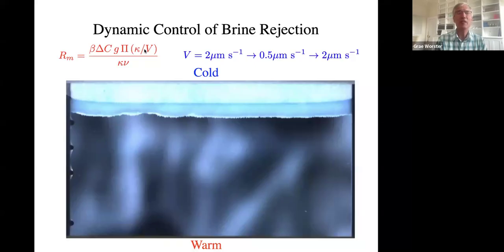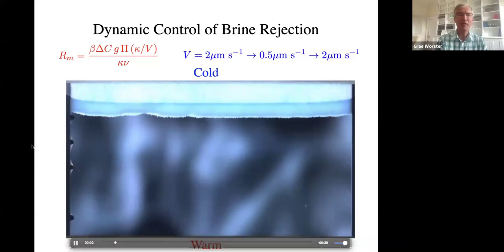Second thing to say is that in this system where we're holding the freezing rate constant, V is the freezing rate, the thickness of this layer is proportional to the thermal diffusivity divided by the freezing rate. So if the freezing rate decreases, the thickness will increase, and you will see that in the video. And remember from the previous slide that if the thickness increases, the Rayleigh number increases, and we should see the onset of convection. So let me start the video and let's see if we can watch that.